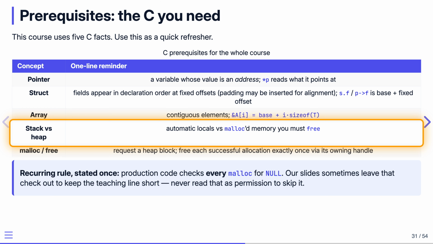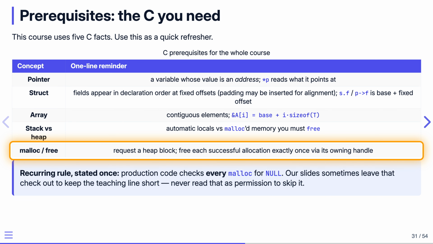Fourth, stack versus heap. Locals live on the stack and clean up by themselves. Memory from malloc lives on the heap, and you must free it yourself. Fifth, malloc and free. Malloc asks for a heap block. Free returns it. Free each successful allocation exactly once through the handle that owns it.